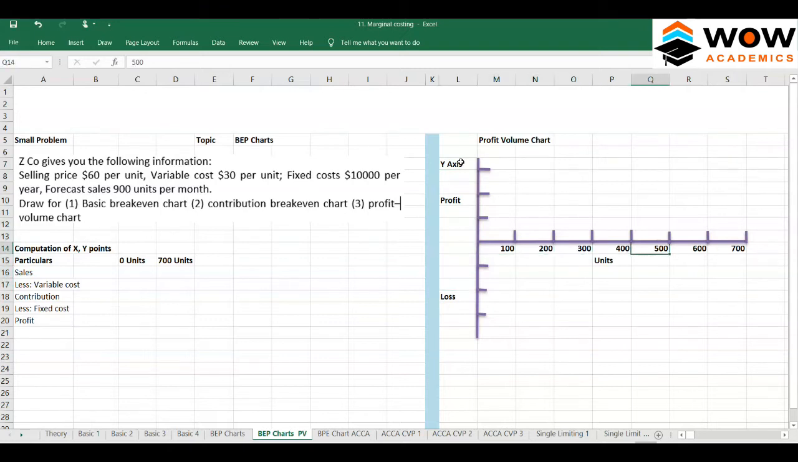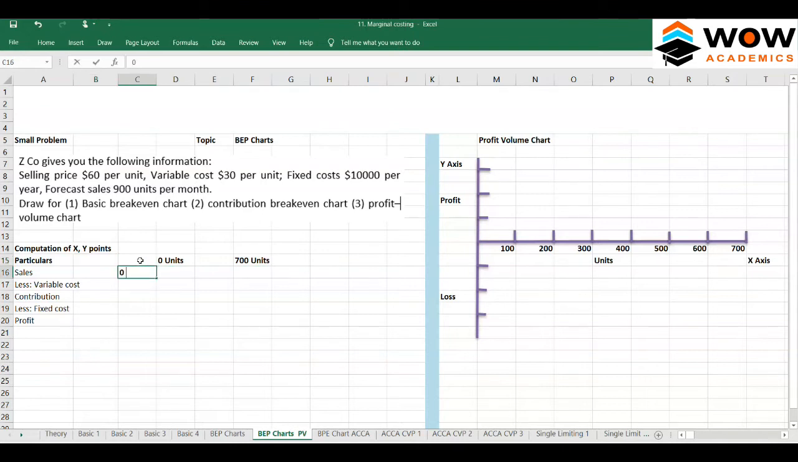And on the x-axis, we put the units. Okay, we put the units here. So basically there is going to be only one line here, and that's the line about profit and loss and units. So we should know what is the profit at 0 units and what's the profit at 900 units. Okay, so let's start. Any workings we'll put here.